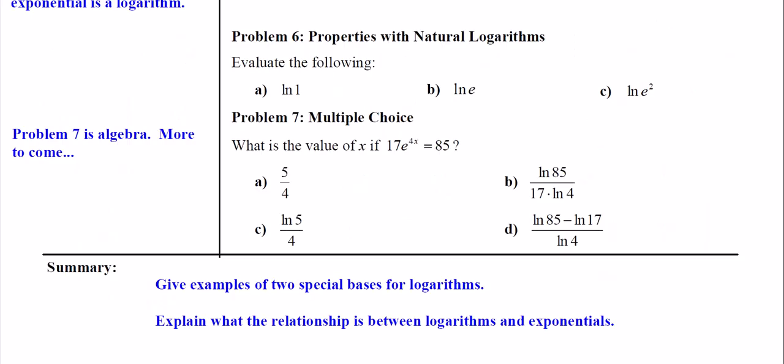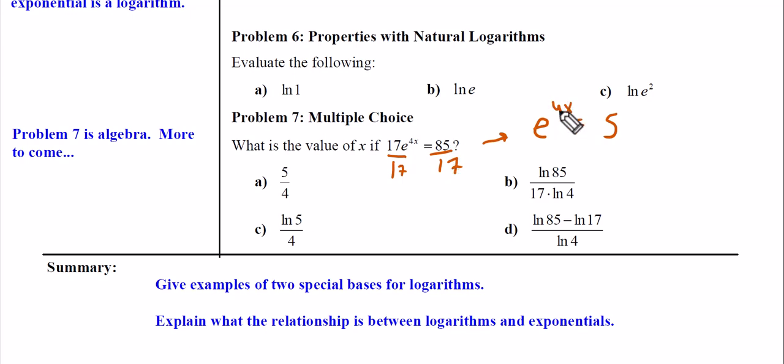Problem 7 is just for kicks, I guess, for now. Let me show you how this would work out. So this looks like an impossible problem to work on. The x is an exponent. We divide both sides by 17 first. We get e to the 4x equals 5, because 85 divided by 17 is 5. And then I would do ELB.